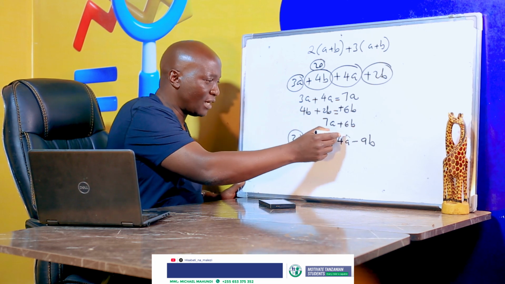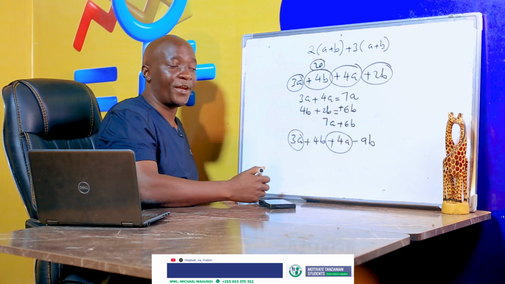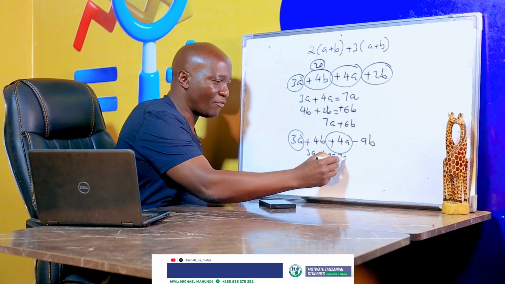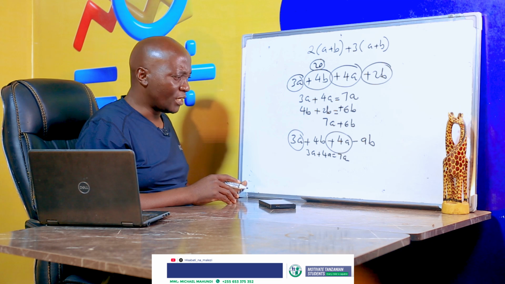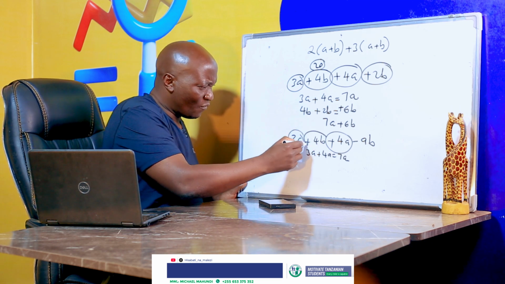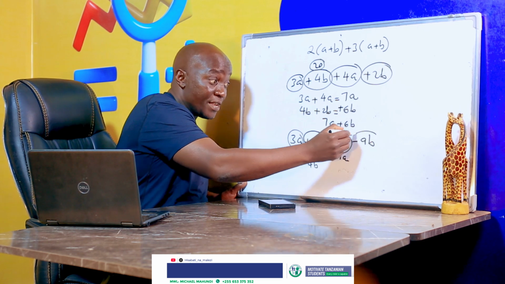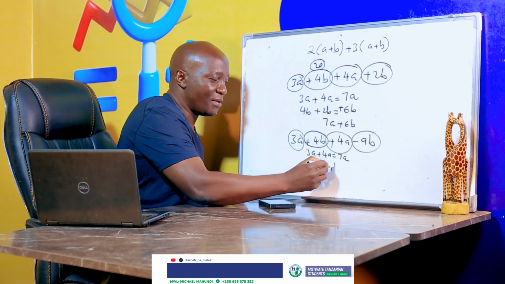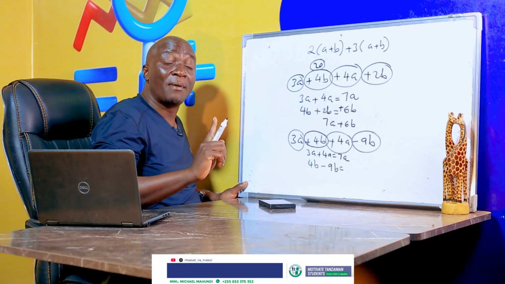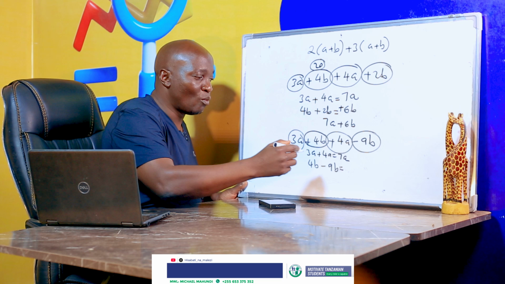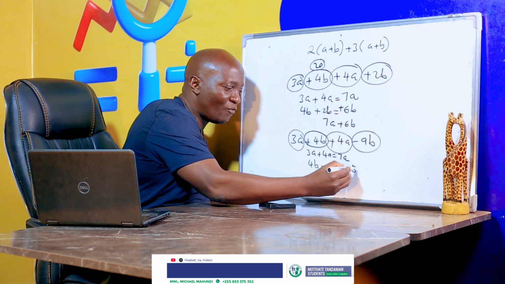3a plus 4a, which is equal to 7a. What next? Ni 4b take away 9b. Small number minus big number in integers. Kama hujasoma, namba ndogo toa namba kubwa, jibu lake ni negative 5b.